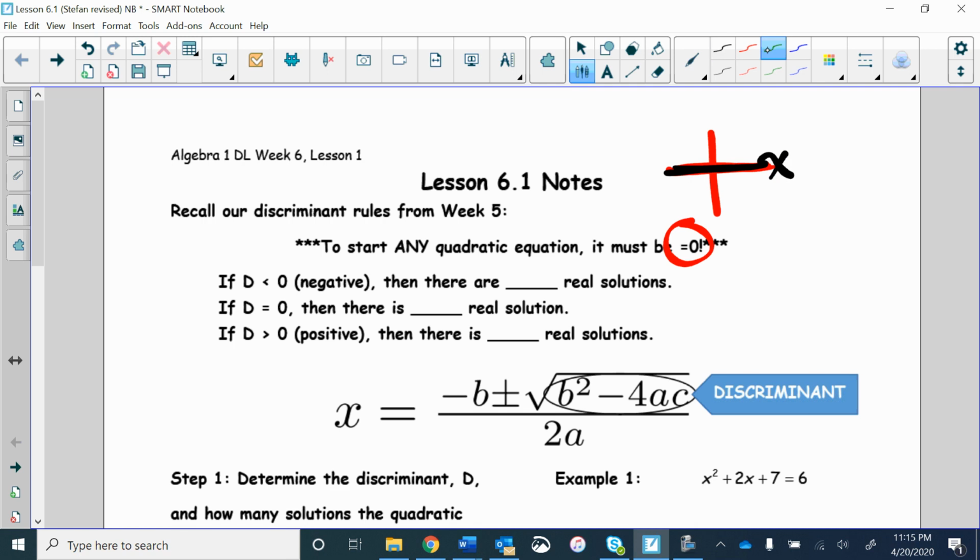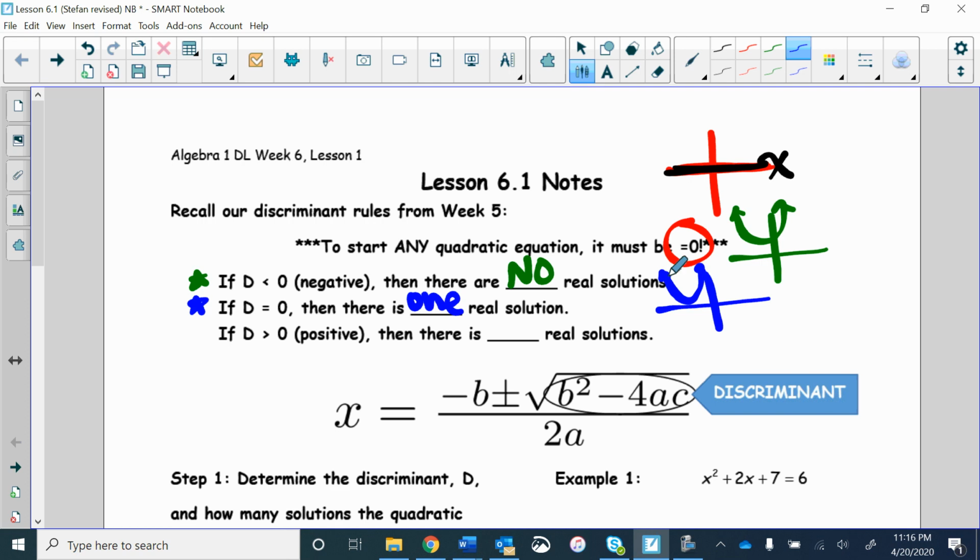The first case we looked at last week is when D was less than 0, or negative. When that happens, there are no real solutions. An example might be when your graph is completely above or completely below the x-axis. It never crosses. The second case is when D equals 0. That means there is one real solution, or the graph touches the x-axis one time, at the vertex. Again, it could be above or below.